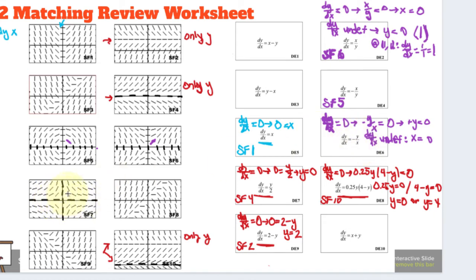So at 1, 1, does the slope look like negative 1? Yeah, it does. So that's a good little check to just check one point. And so that's slope field 7. Okay, now we only have 3 more to tackle.